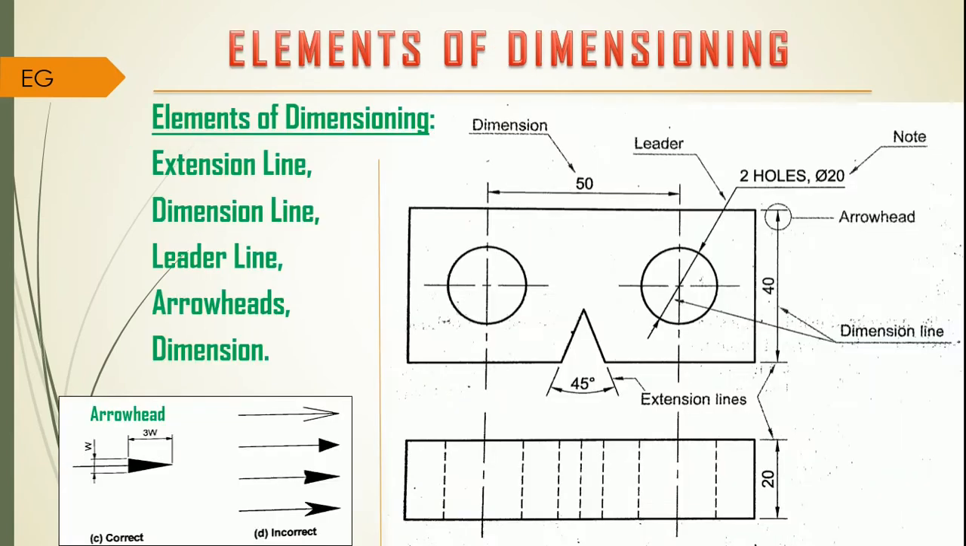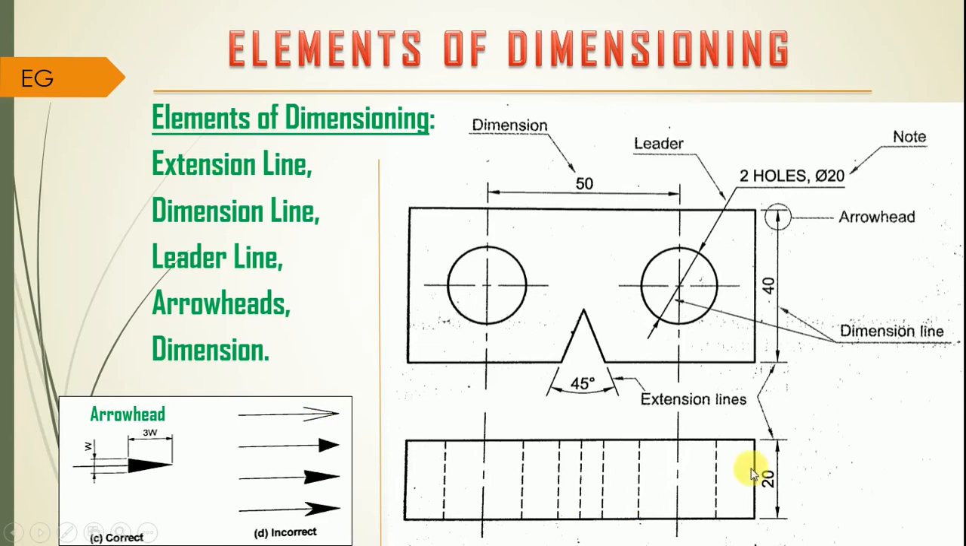So in the next slide you are having the different elements of dimensioning. Here we usually have 5 elements of dimensioning. One is the extension line, another is the dimension line, the third one is the leader line, the fourth one is the arrowhead, and at last the dimension itself. What exactly these elements of dimensioning say, we are going to discuss with this slide.